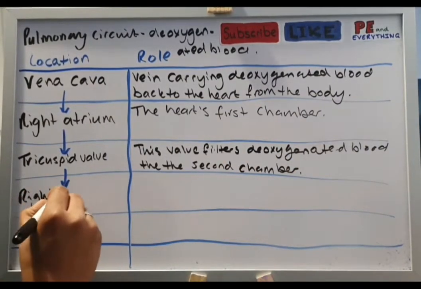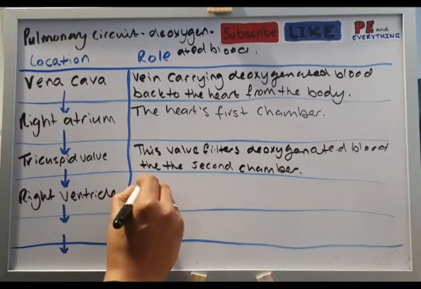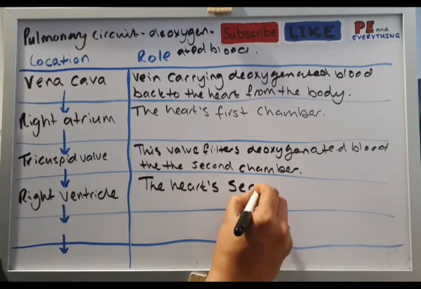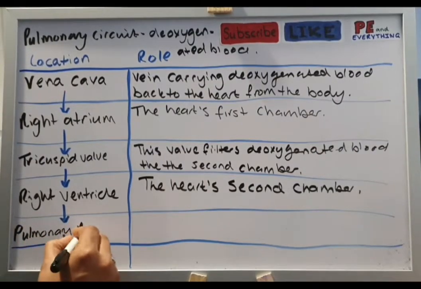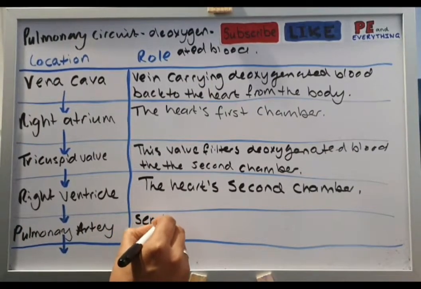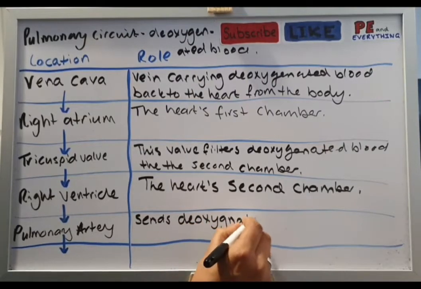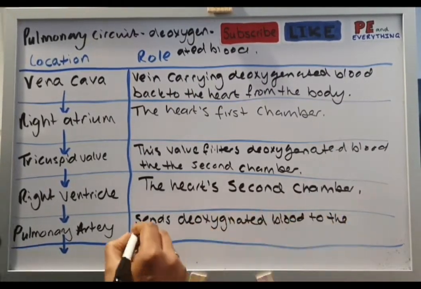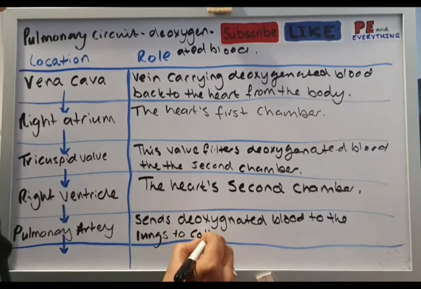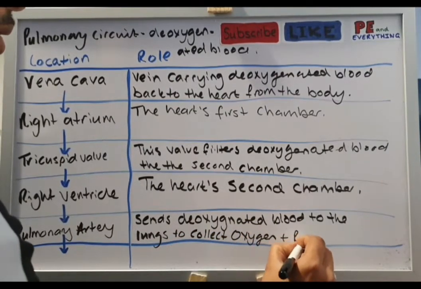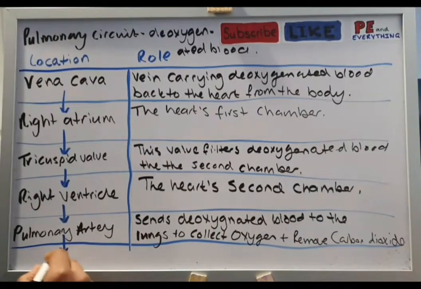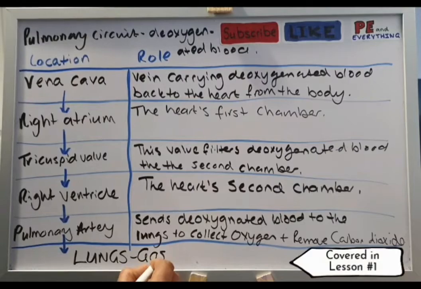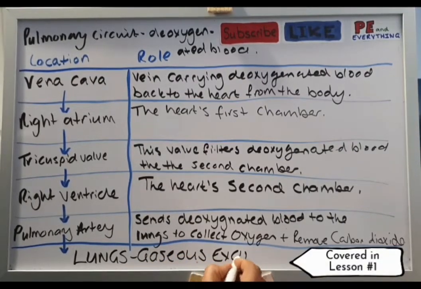Okay. The second chamber, which it goes into, is the right ventricle. Now this is the heart's second chamber. It then goes through, if you remember, the right semilunar valve, but then it goes out via the pulmonary artery. This sends the deoxygenated blood to the lungs. And if you remember in video 1 we were talking about gaseous exchange, this process happens where it gets diffused into the alveoli and then it gets diffused back into the bloodstream, carbon dioxide and oxygen.